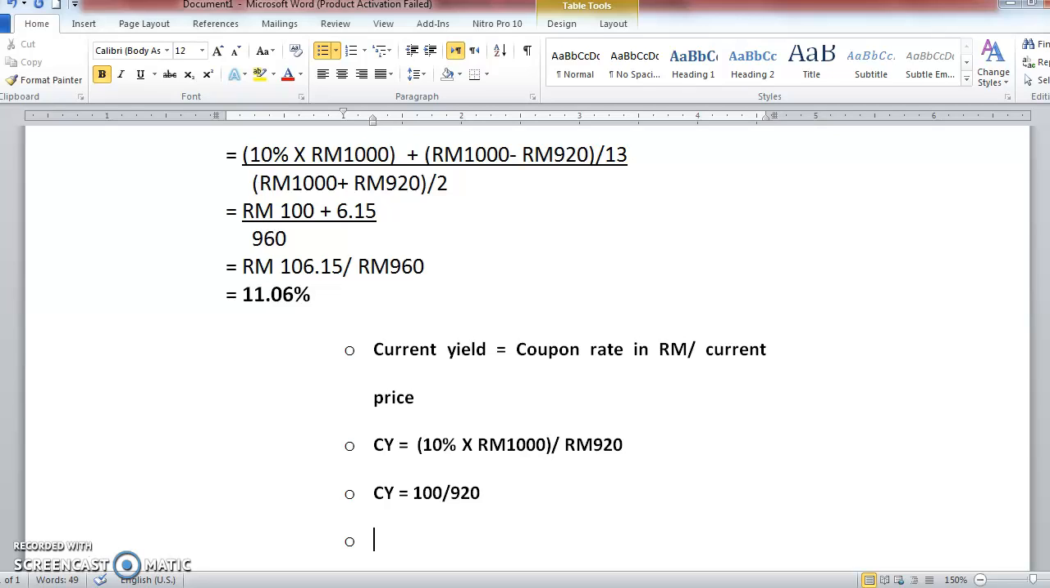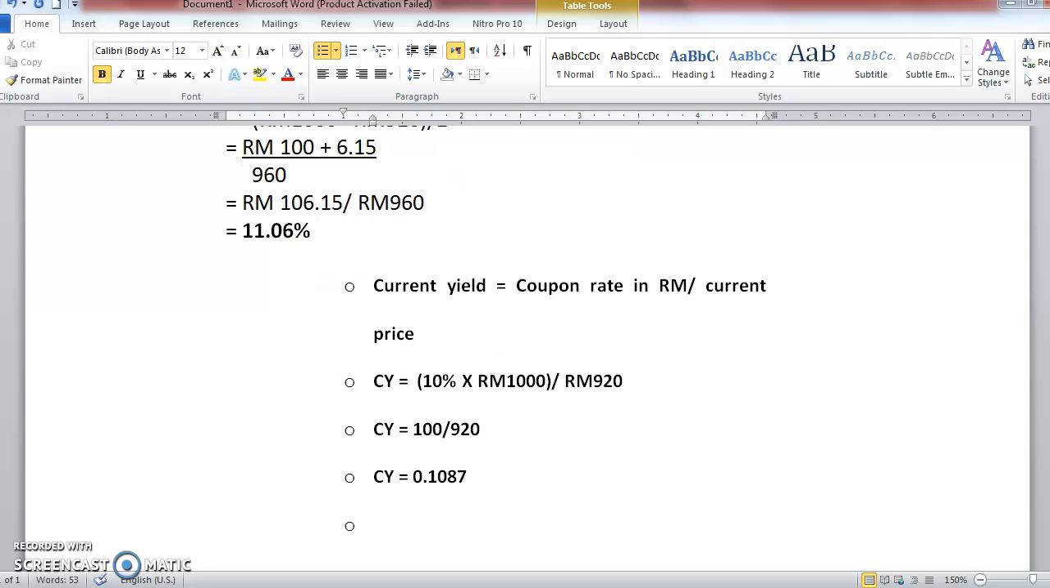So you will get around 10.8. CY is something like 0.1086, if you round up, it will become 0.1087, sorry. So just turn this one into percentage. So you will get 10.87%, right? So this is the correct answer for the current yield. I hope boleh follow setakat ini.